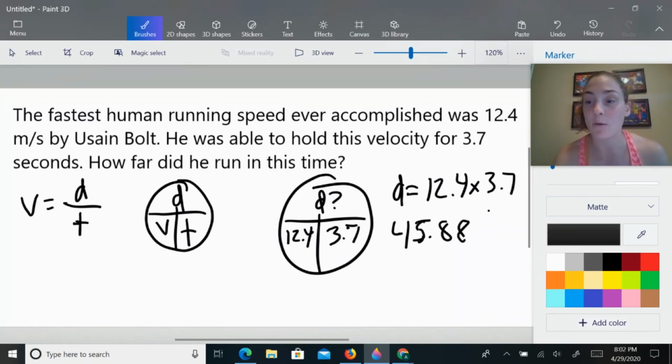45.88. Now, what are the units? Well, you know this is going to be distance, so you know it's some sort of length. Now, I'm going to look at the units that we used for velocity to be able to determine the units for distance. We use meters per second for velocity. So we're going to record our distance in meters since that's what we used in velocity. So 45.88 meters.